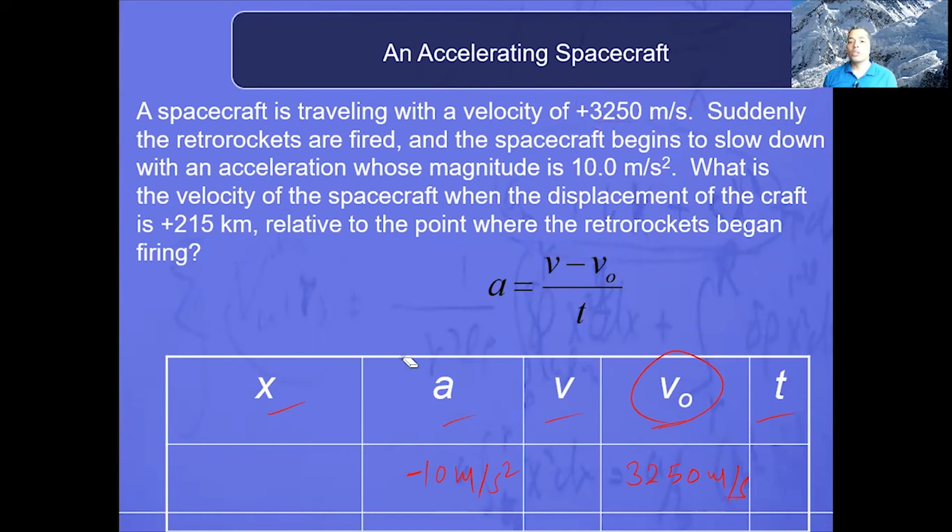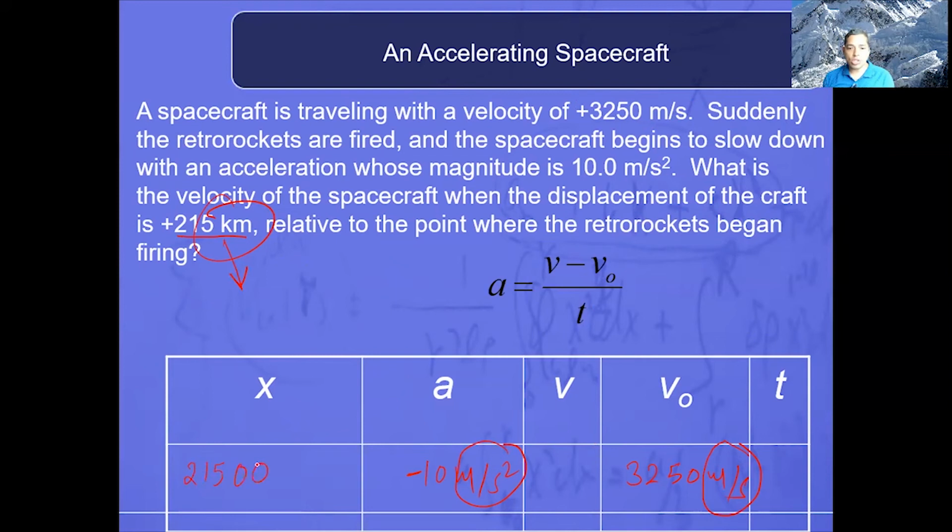Okay, so then what is the velocity of the spacecraft when the displacement of the aircraft is 215 kilometer? So now your displacement is 215 kilometer. How do you change it to meter? Because remember, our system is meter per second, meter per second squared. Now this is kilometer. No good. System consistency, right? That's why you have to change this kilometer to meter.